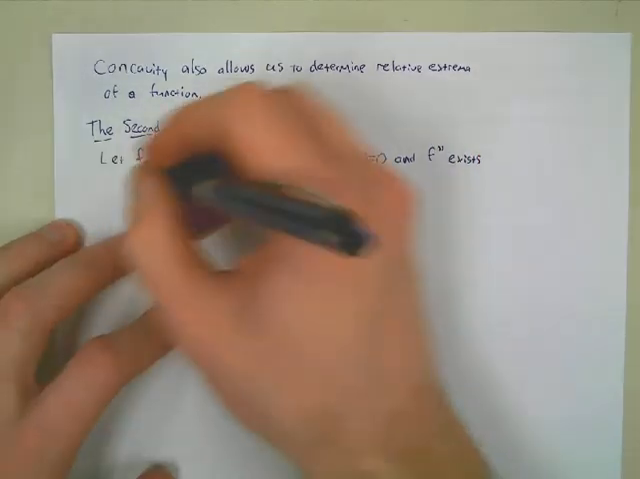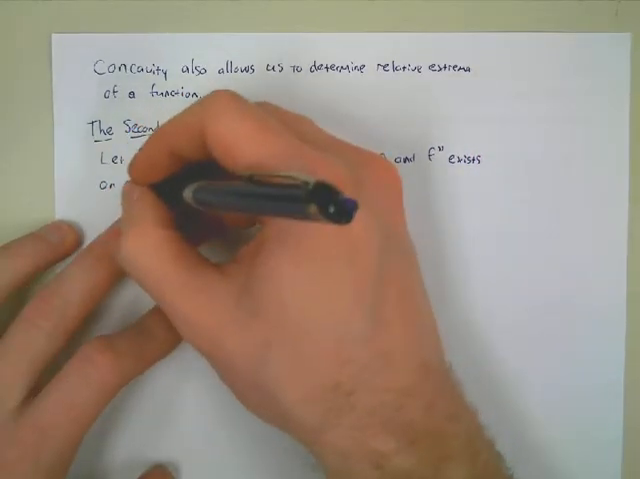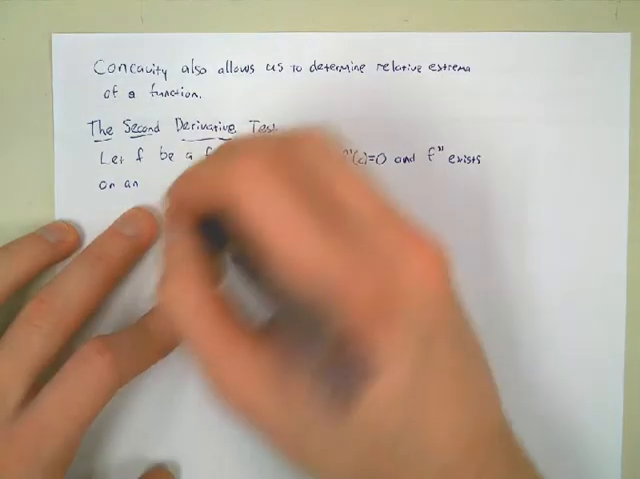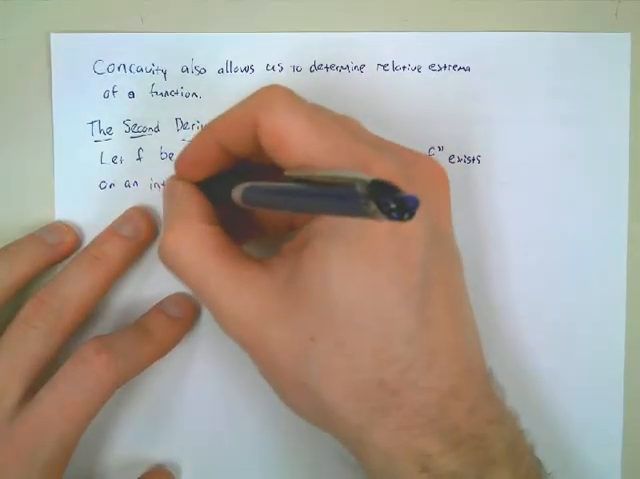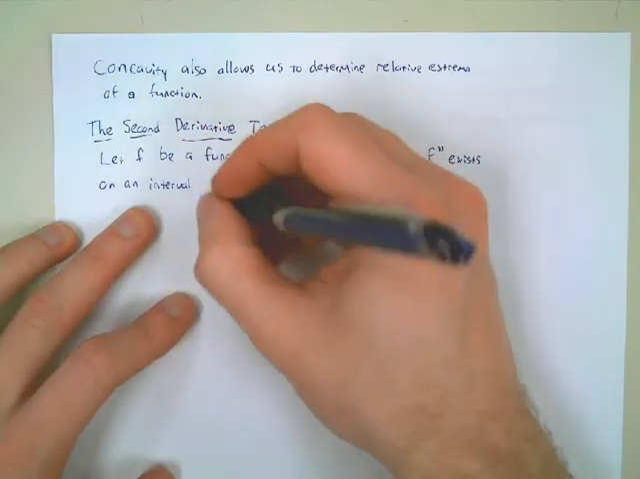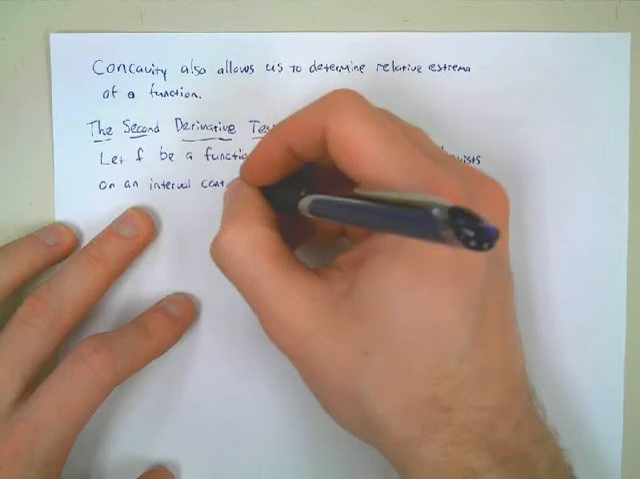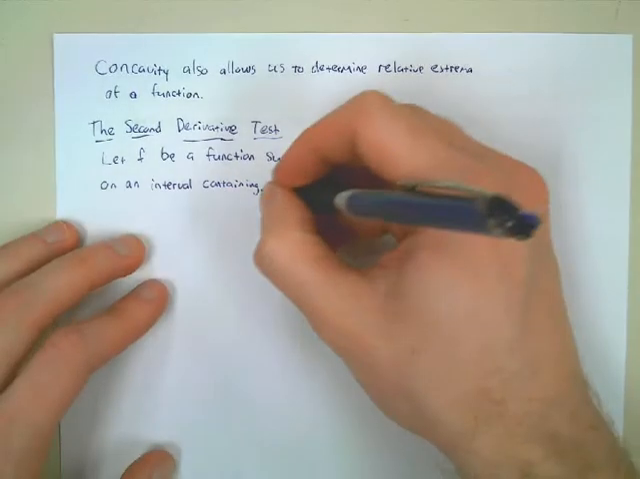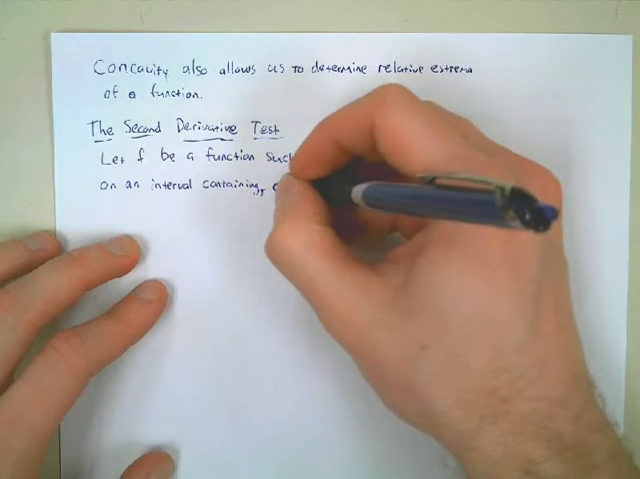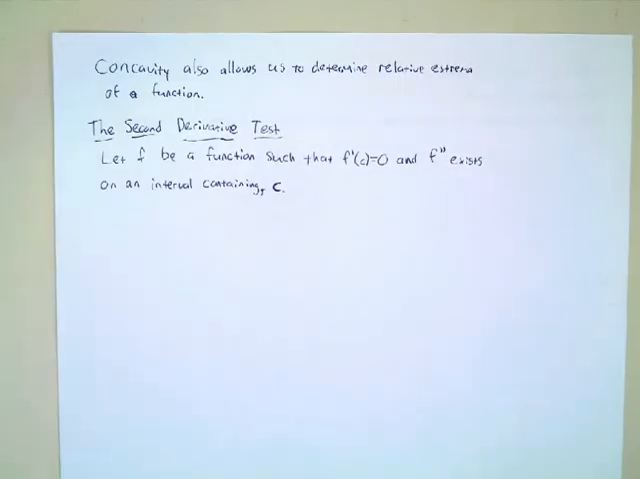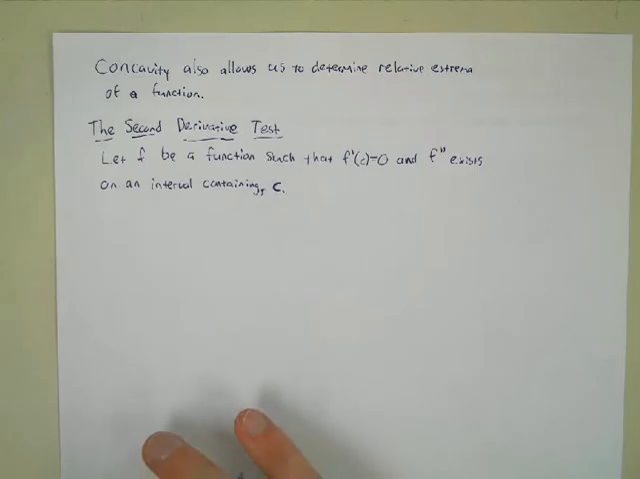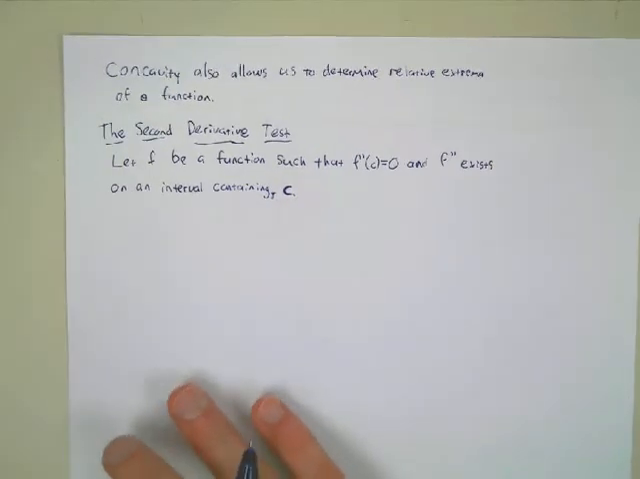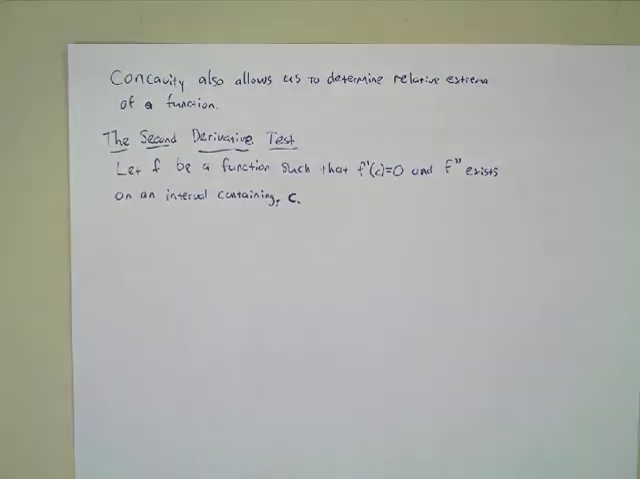f prime of c equals 0 and f double prime exists on an interval containing c. So the double derivative of f exists on an interval containing c.